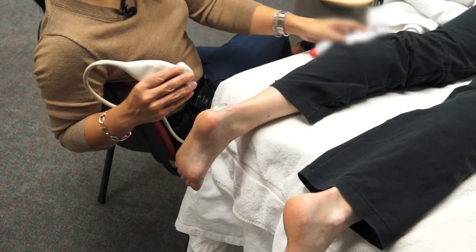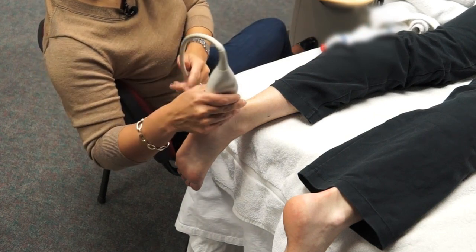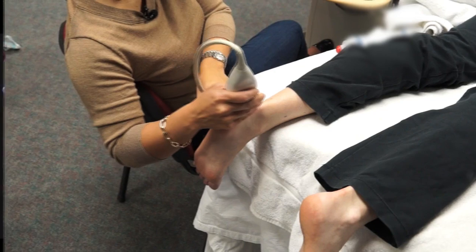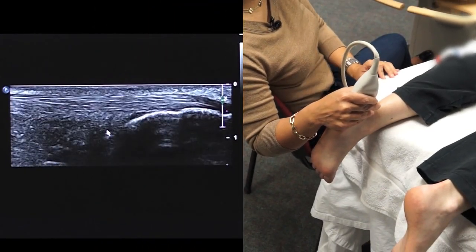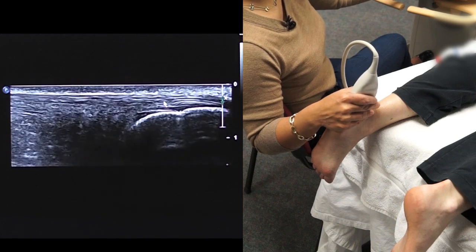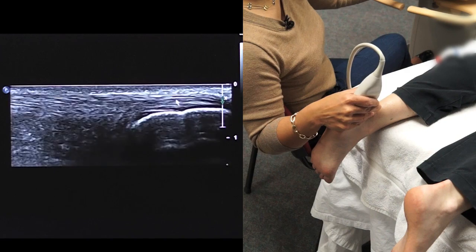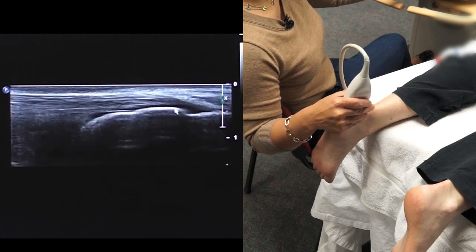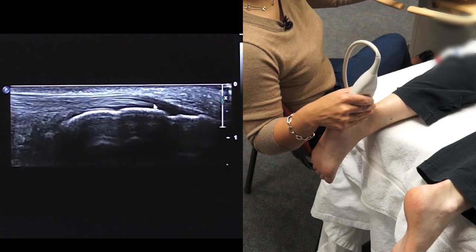Okay, you want to place the transducer just superior to the heel or the insertion of the Achilles tendon on the calcaneus. We're going to be looking at the Achilles tendon in long axis. Here we are looking at the tendon. It's a very superficial structure. You can see these fine parallel echogenic lines. We can scan the tendon all the way to its insertion onto the calcaneus.